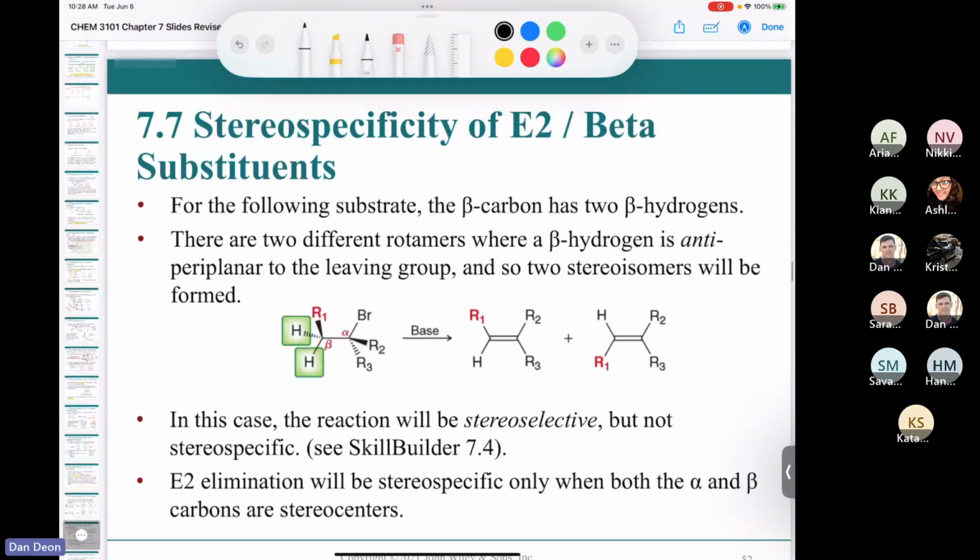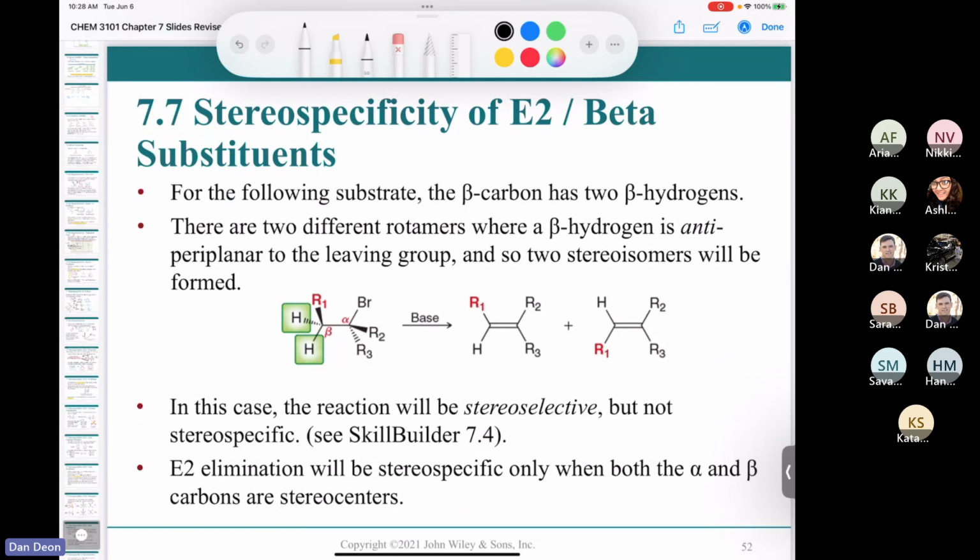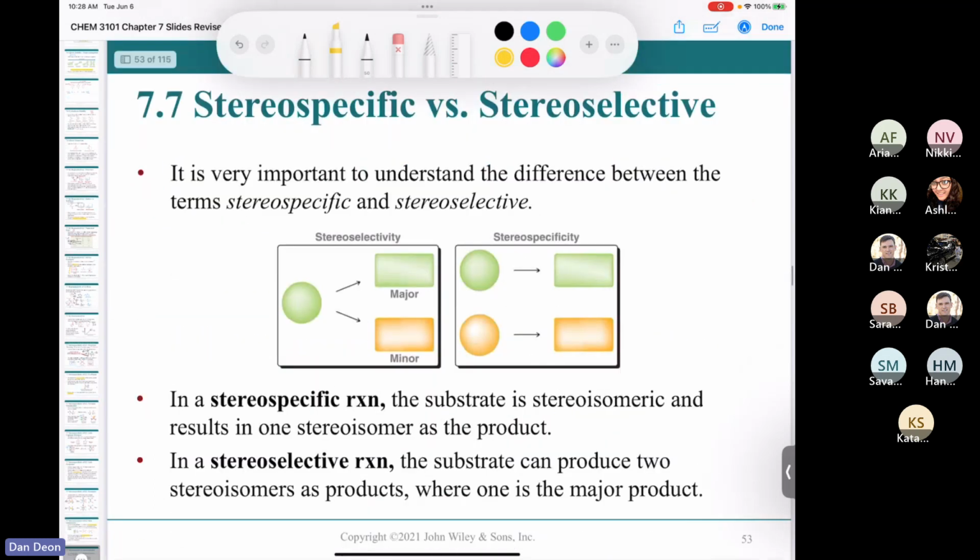So again, if you have two beta hydrogens, it's not going to be stereospecific. It's going to be stereoselective for one over the other, right? Because you have two different rotamers where there's two beta hydrogens that could be antiperiplanar to the leaving group. And so again, in this case, when you have two beta protons or more, okay, it's going to be stereoselective. Okay, so you're going to end up with a mixture of cis and trans, or E and Z, and you have to choose, well, usually it's going to be based on steric hindrance, which one is going to be the major and which one is going to be the minor.